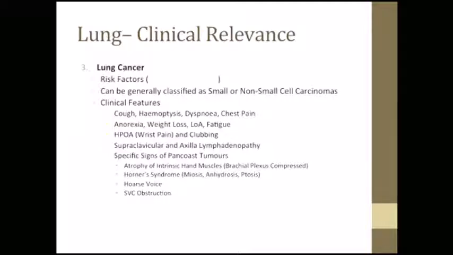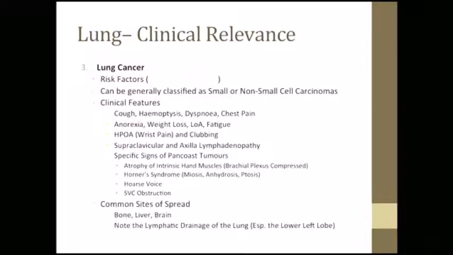And you might get Horner syndrome as well from compression of your sympathetic trunks. So the classic signs are miosis, anhidrosis, and ptosis. You have hoarseness of voice, so that's compression of your recurrent laryngeal nerve. And you have SVC obstruction as well, which is compression of your superior vena cava. So these are the common sites of spread, not too important. Note the lymphatic drainage of the lung, especially the lower left lobe, because it's something that examiners like to test.